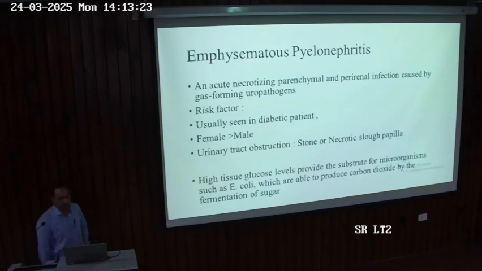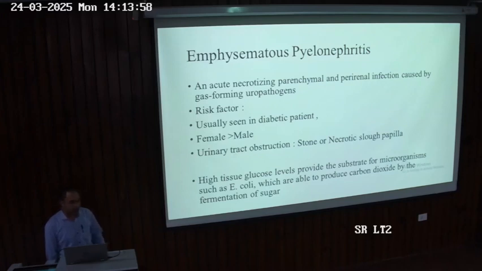The other type is emphysematous pyelonephritis. Emphysematous means gas formation. When there is gas in the pelvic-calyceal system, such a patient has emphysematous pyelonephritis. It is an acute necrotizing parenchymal and perirenal infection caused by gas-forming uropathogens. It is usually seen in diabetic patients, more common in females than males, and the risk factors are obstruction of the urinary tract, ureteric stone, and poorly controlled diabetes.